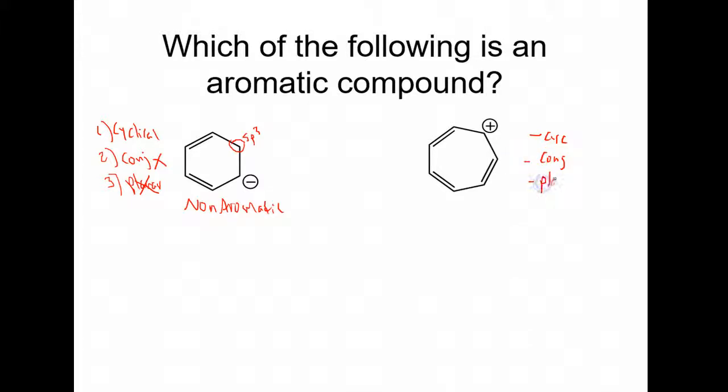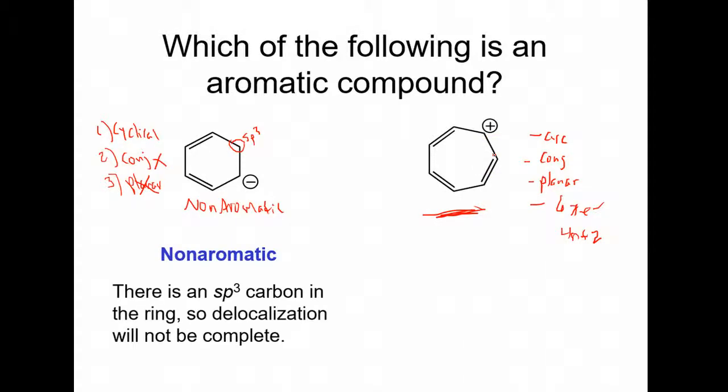Is it planar? If we assume yes, then we can go to the next step, which is Huckel's rule. If we assume it's not planar, then you stop and say it's non-aromatic. But if it's not telling you, like I said, assume it's planar. So let's go to the next rule. How many pi electrons? There are 6 pi electrons. Therefore, it fits 4n plus 2, where in this case n equals 1. So this one is the aromatic compound.